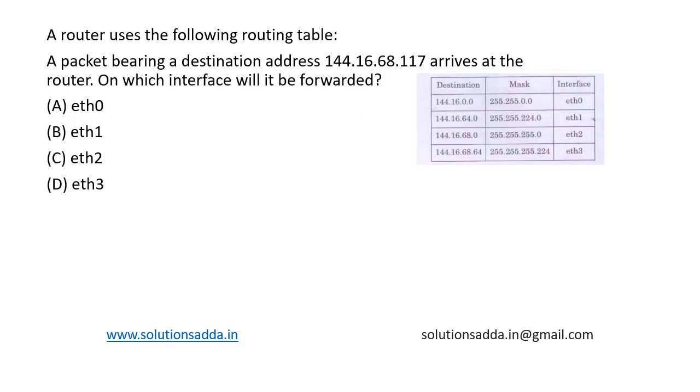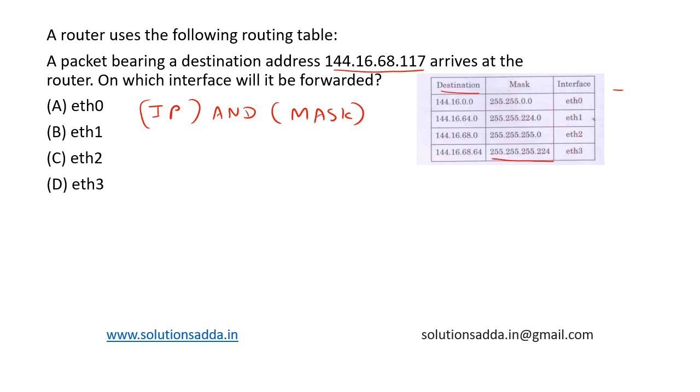This is a question from computer networks. A router uses the following routing table. A packet bearing the destination address arrives at the router. On which interface will it be forwarded? So the basic task here is that we perform an AND operation between the given IP address and the subnet mask, and if it results in the destination given here, it will be forwarded. But there can be multiple matches. So then we forward it to the interface which has the longest mask. So ideally the first method will be to perform the AND operation with the longest mask and then go on. So the longest mask here is this.